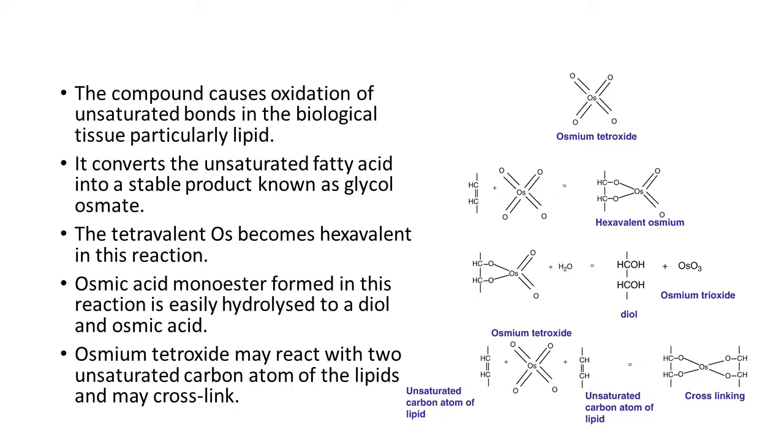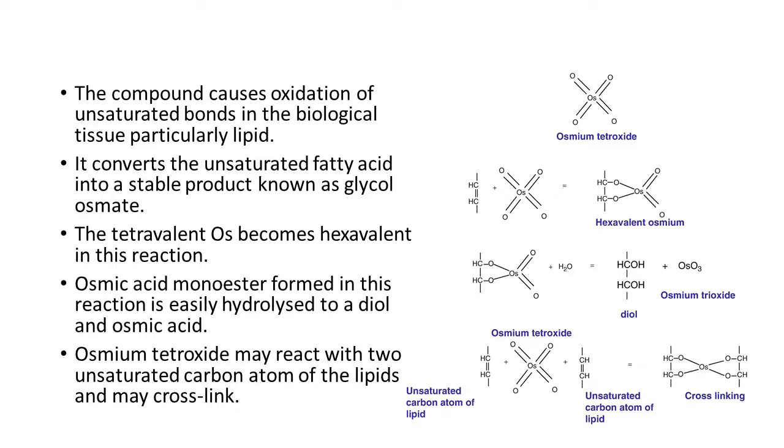The tetravalent osmium becomes hexavalent in this reaction. The osmic acid monoester formed in this reaction is easily hydrolyzed to a diol and osmic acid. Osmium tetroxide may react with two unsaturated carbon atoms of lipids and may cross-link. So this is the summary. Here you can see the picture.